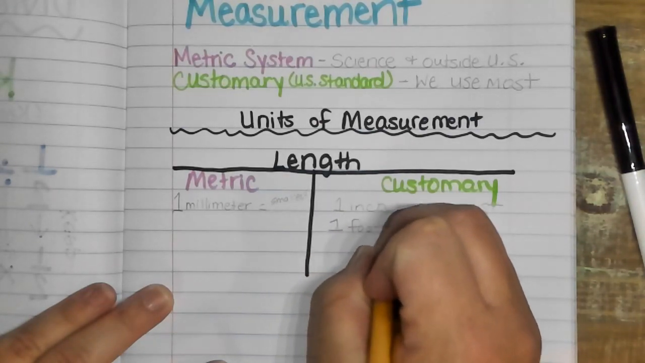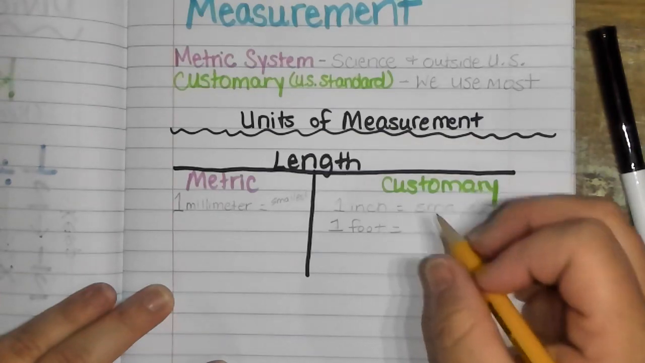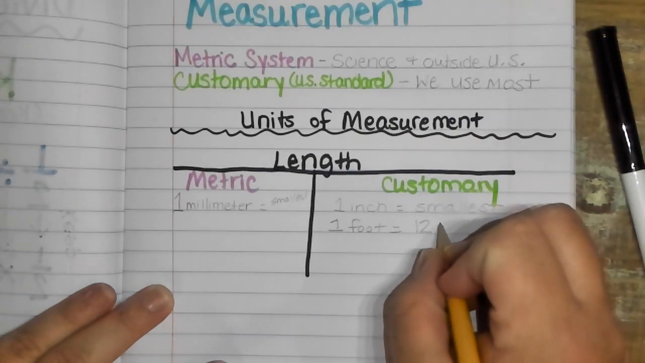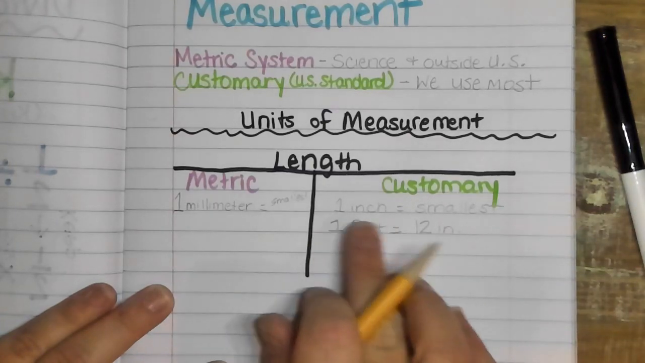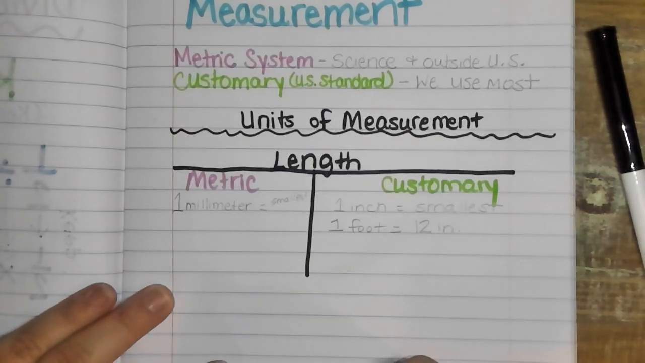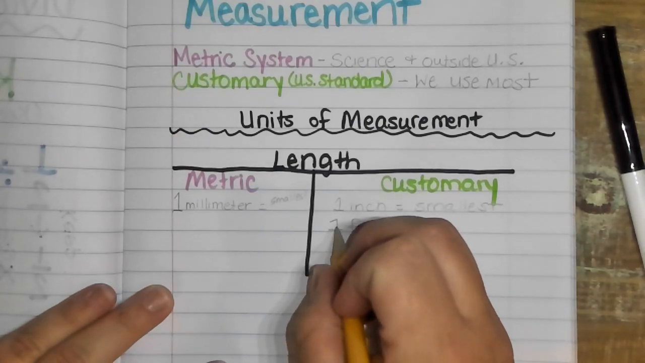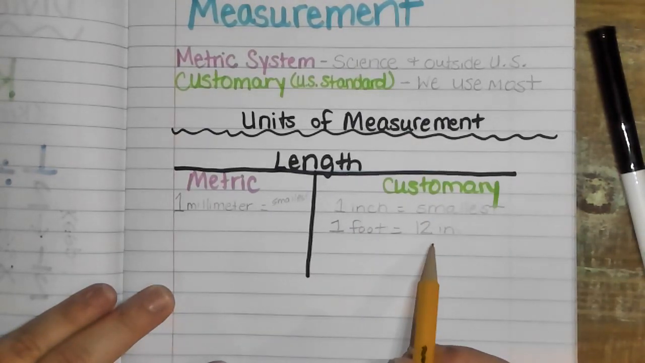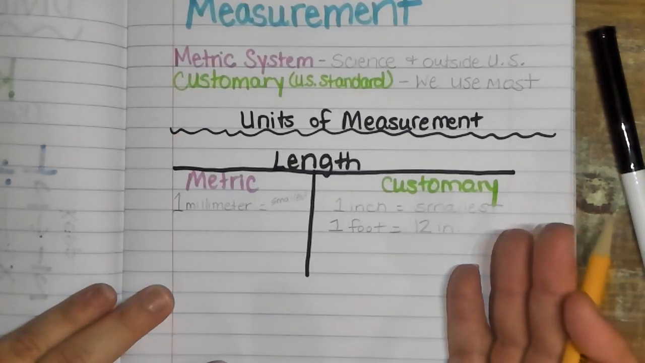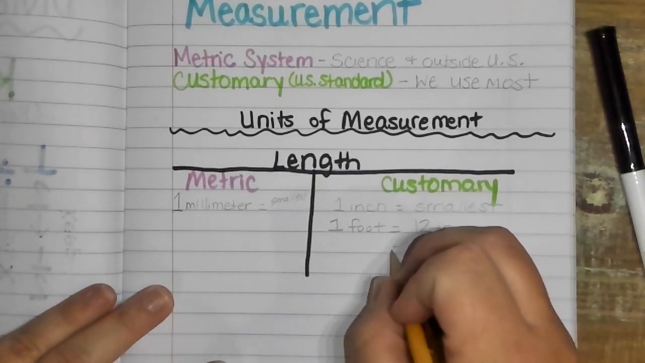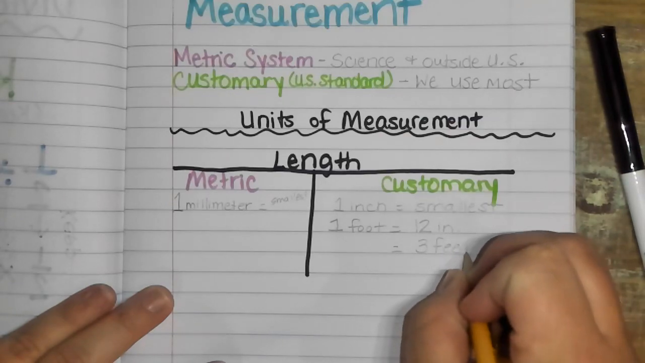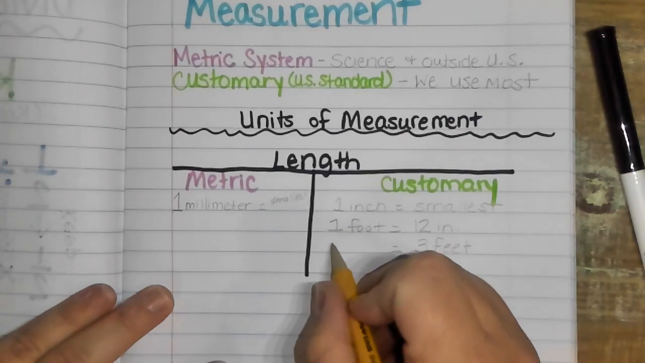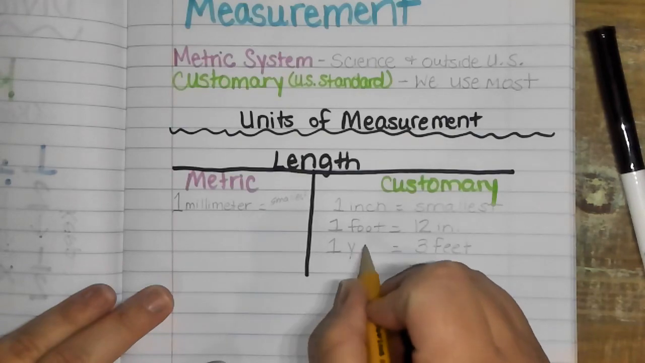Now from an inch, we go to a foot. If you have 1 foot, how many inches do you have? 1 foot is 12 inches. A ruler shows this. It will show you that you have 1 foot and 12 inches. Continuing down the customary side, if we have 3 feet, then we have equaled up to 1 yard.